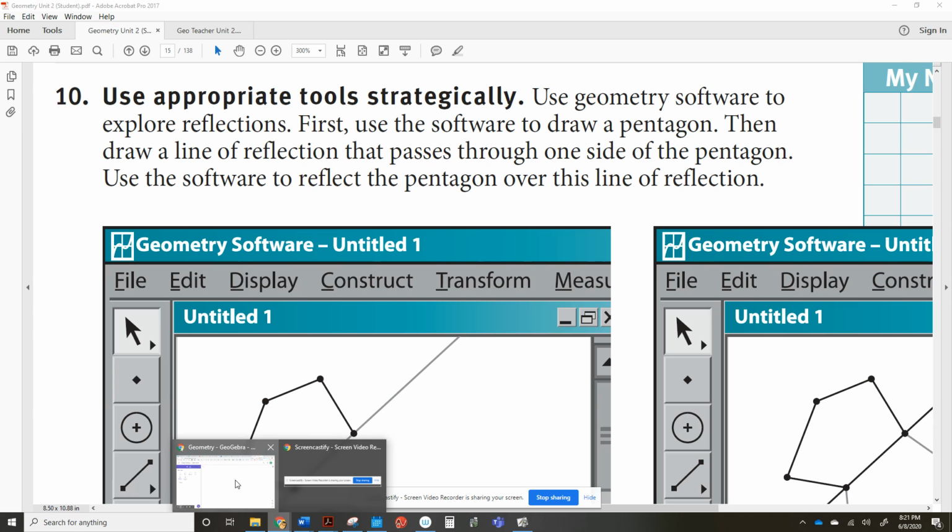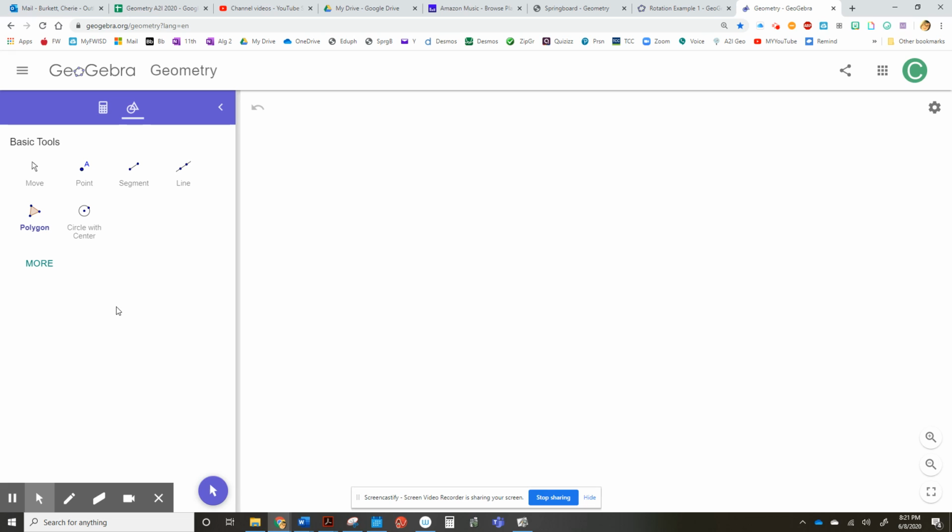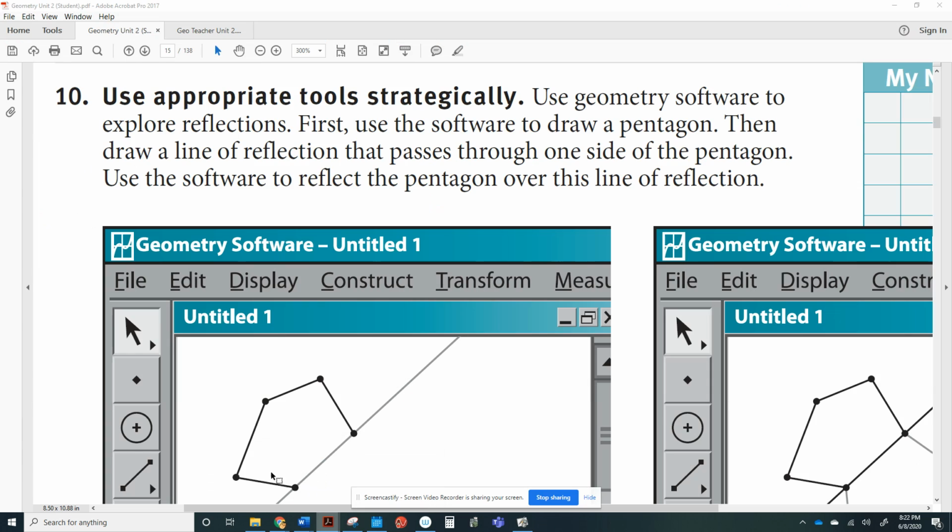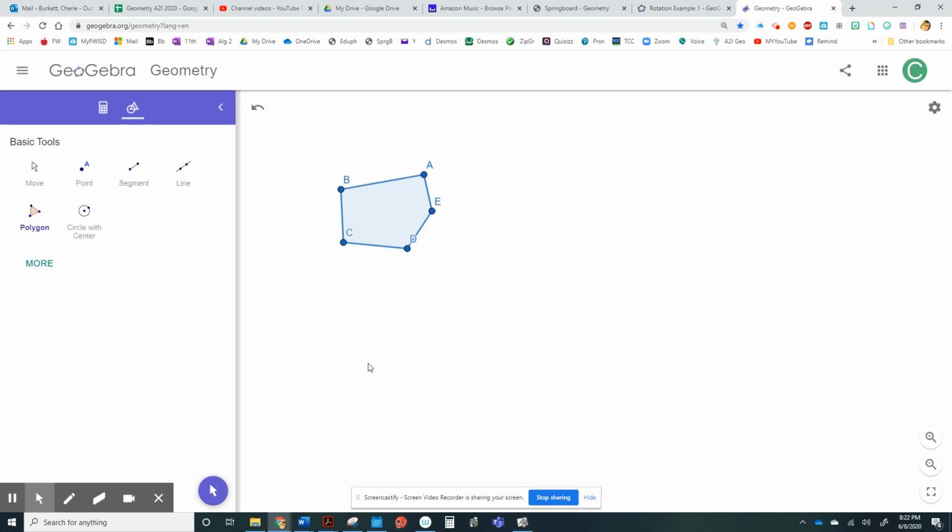So here we go. First thing we're going to do, it said pentagon, right? So you click on polygon right here, and you just start clicking anywhere. A pentagon has a 5. So that's a pentagon, has points A, B, C, D. It did say pentagon, didn't it? Pentagon, okay. And then it says draw a line through one of the sides, and it totally doesn't matter.